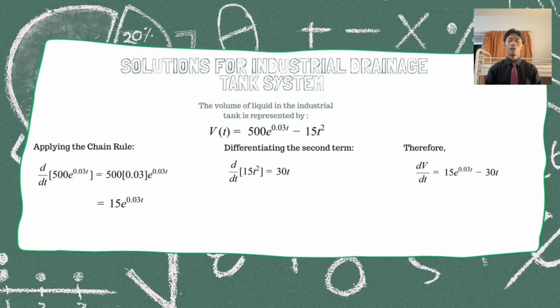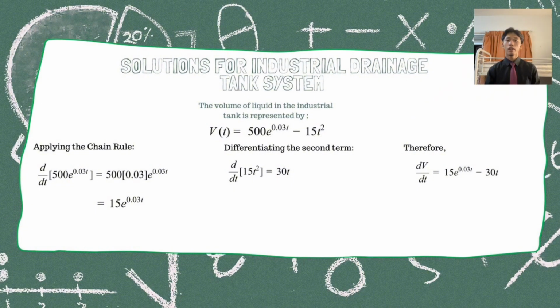So next, I would like to present the solution for the industrial drainage tank system. The volume of liquid in the tank is represented by the equation V(t) = 500e^(0.03t) - 15t^2.